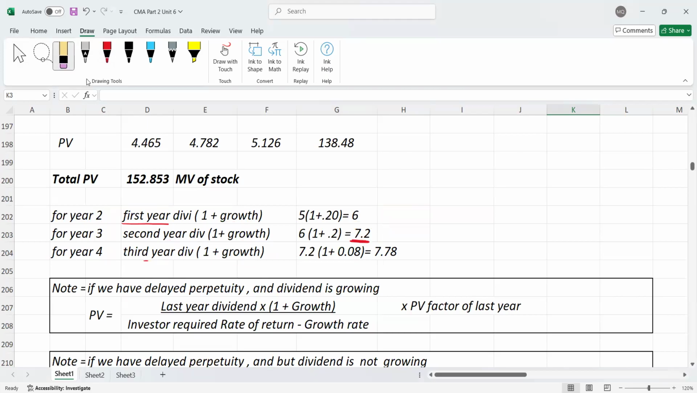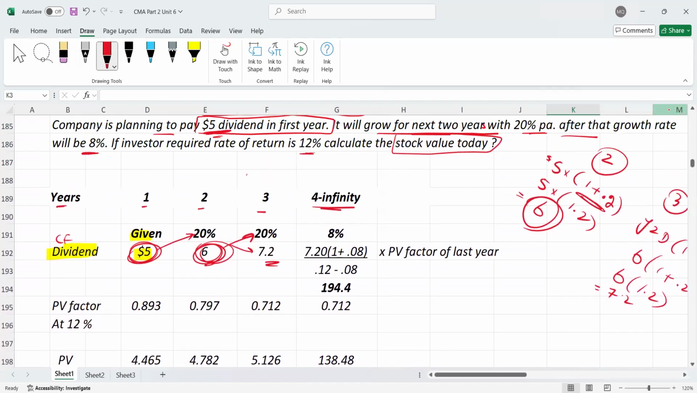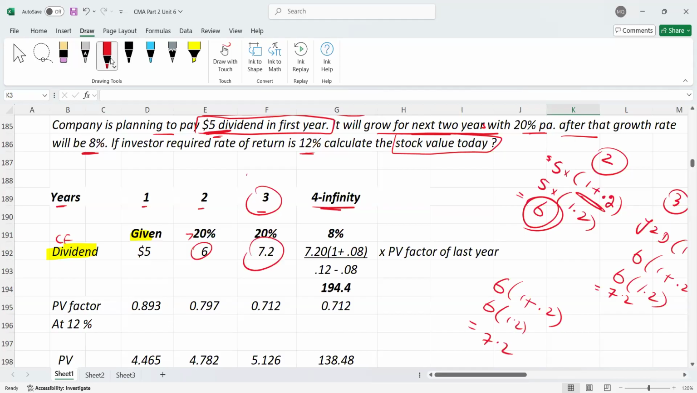Or you can do it here in a similar way. For example, if I want to calculate the year 2 dividend, I'll take the first year dividend, which was $5, times 1 plus growth, and it will be $6. And I have shown you here also. Now, if I want the year 3 dividend, I'll take the year 2 dividend, which is $6, times 1 plus growth, which is 1.2. So 6 times 1.2 will be how much? 7.2.